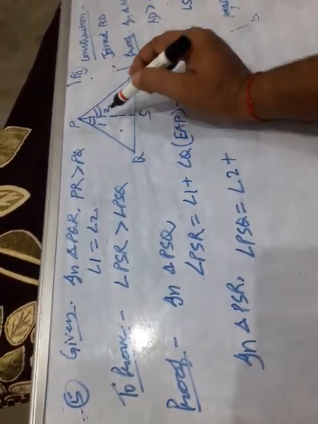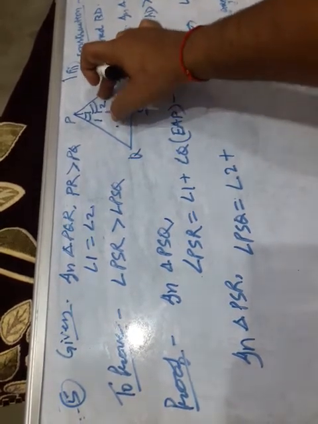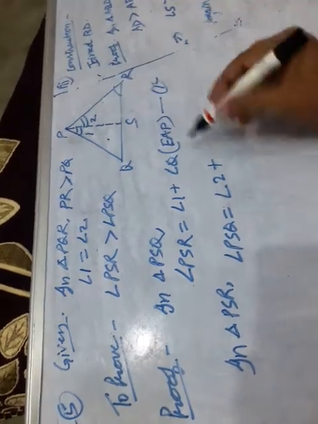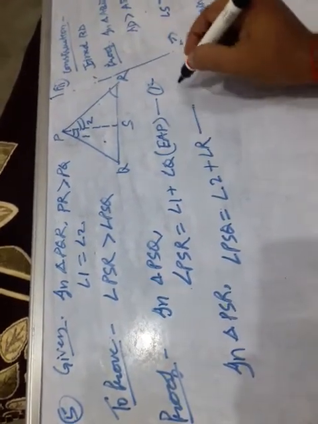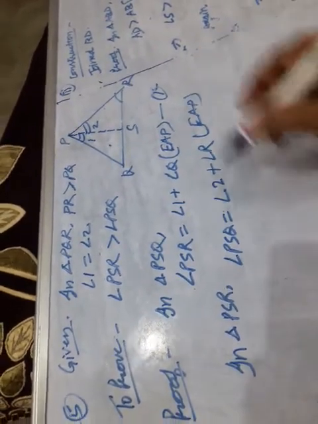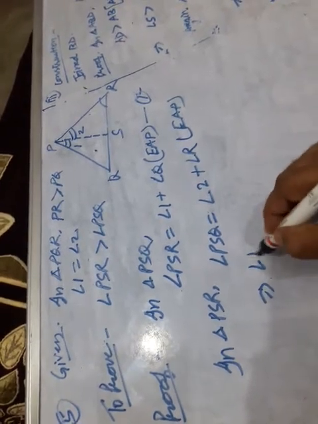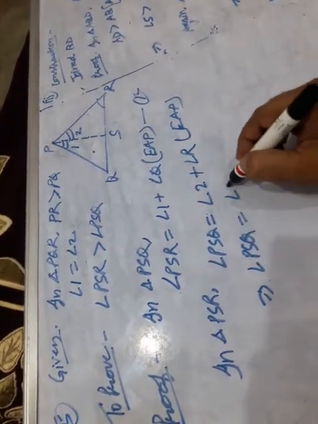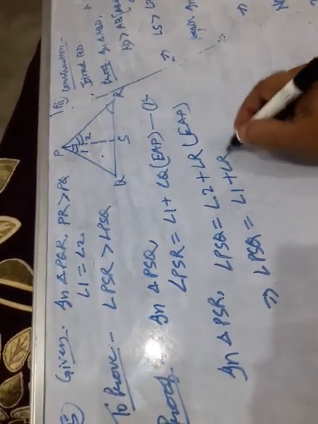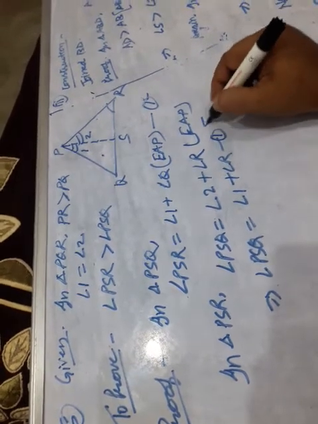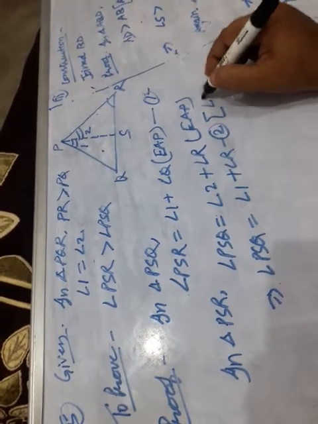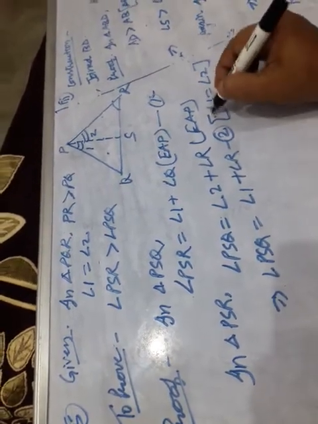Angle PSQ is equal to this one. The exterior angle of a triangle is equal to the sum of the two interior opposite angles, that is angle 2 plus angle R. Okay children, this is again the exterior angle property. Clear? This implies, putting in the values, angle PSQ equals angle 2, which equals angle 1. So replace it, that is angle 1 plus angle R. Here you write down, this is equation number 1. Equation number 2, why did it happen? Because angle 1 equals angle 2, that is given.